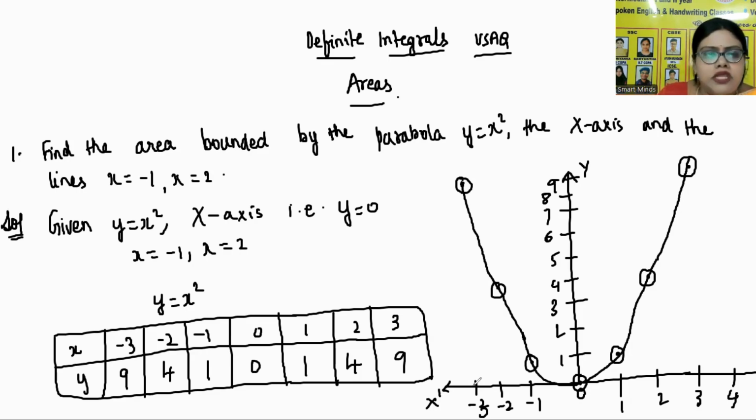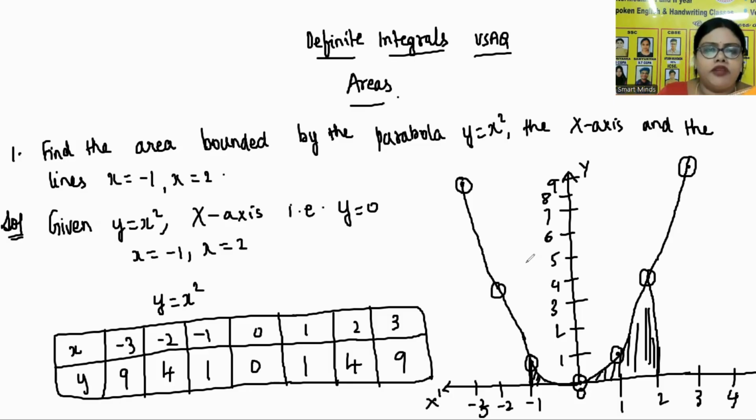Okay. Now you see what the given lines are. x equals -1 is one of the lines, so we will draw a line like this. Then x equals 2 is a line like this. And then the x-axis and y equals x square. The area enclosed by all these four things, that is y equals x square, a parabola, the x-axis, the horizontal axis, and the lines x equals -1 and x equals 2, these two vertical lines which I have drawn, so the area between them will be the shaded region.